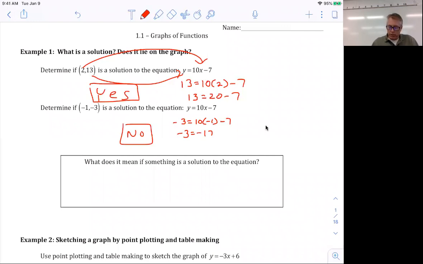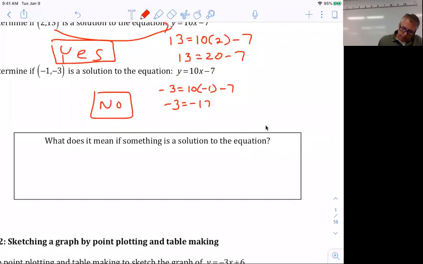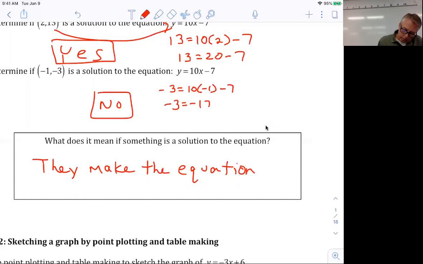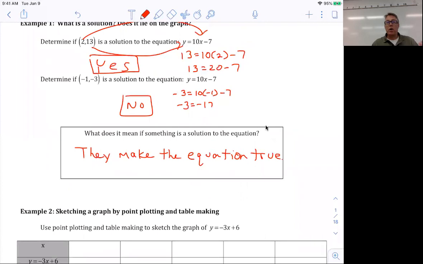All right, so what does it mean if something is a solution? They make the equation a true statement. And there are a bunch of things that make the equation true. In fact, an infinite amount of sets that make the equation true. When you connect them all, then you get yourself a line, or a graph of the function if it's not linear.